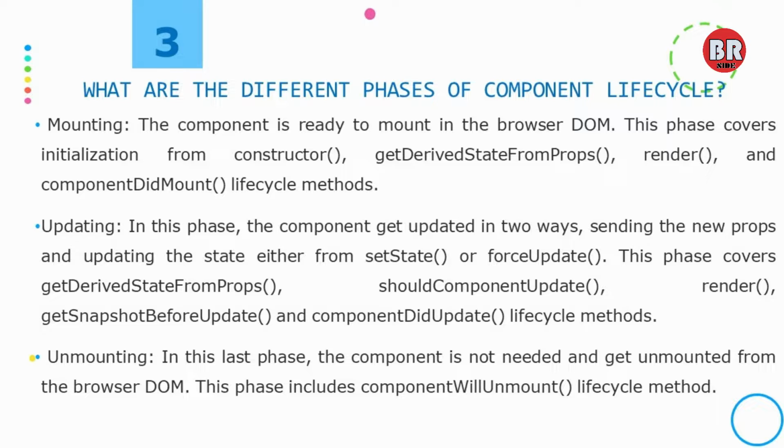Number 2, updating. In this phase, the component gets updated in two ways: sending the new props and updating the state either from setState or forceUpdate. This phase covers getDerivedStateFromProps, shouldComponentUpdate, render, getSnapshotBeforeUpdate, and componentDidUpdate lifecycle methods. Number 3, unmounting. In this last phase, the component is not needed and gets unmounted from the browser DOM. This phase includes the componentWillUnmount lifecycle method.